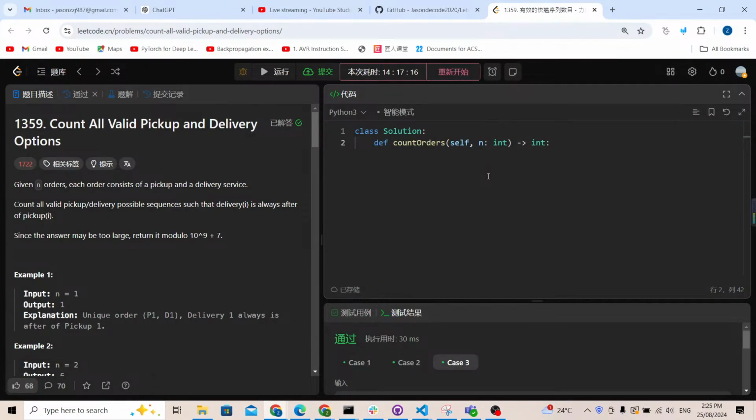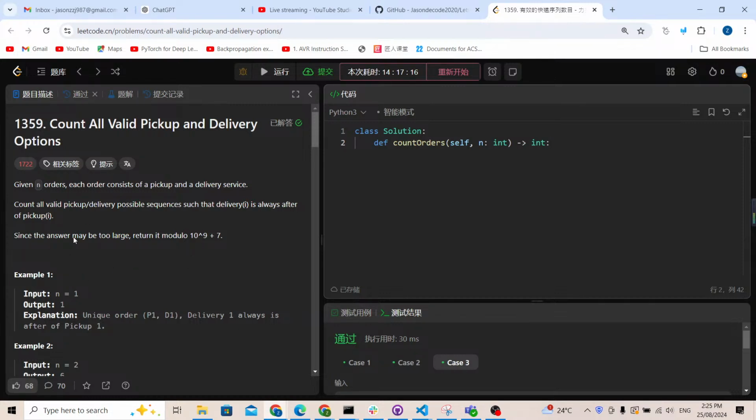Hello, welcome. Let's try to solve another Leetcode problem 1359 called all valid pickup and delivery options. Let me first explain the problem, and then we're going to find a solution to solve it.